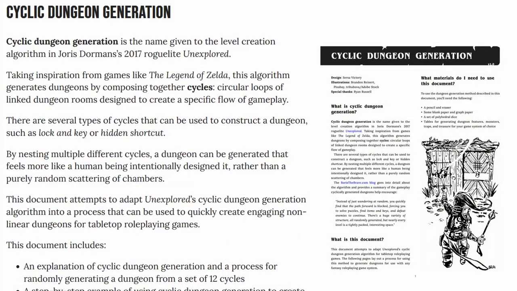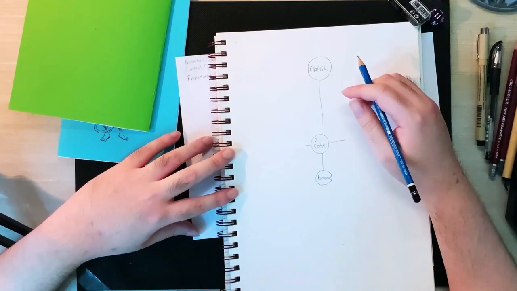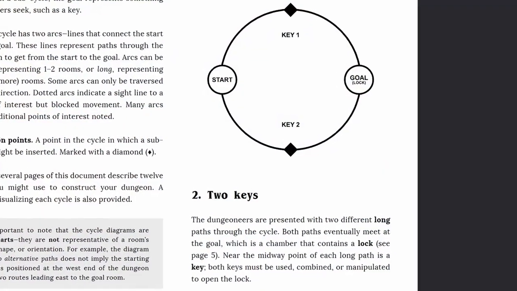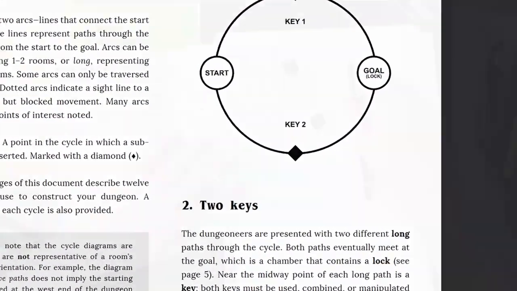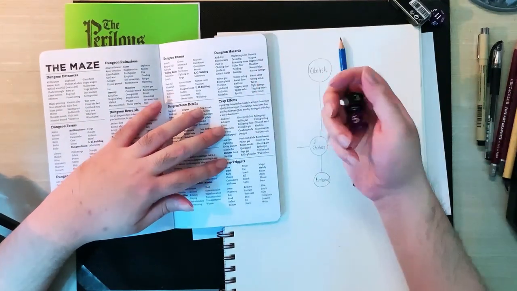I recently read an article on cyclic dungeon generation by Sursa Victory, which outlines a few methods of including recursive cyclic loops in dungeons, and I thought the two keys one sounded fun, so why not? So the idea is that in order to get to the obelisk, you require two keys, one from the left path and one from the right path.